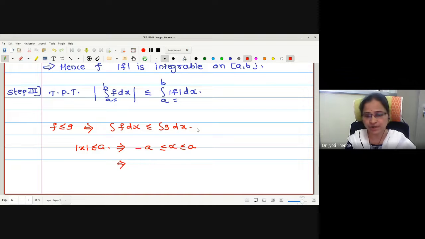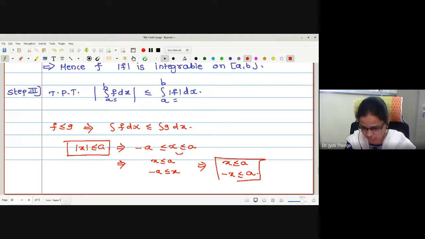Or in two different inequalities, one can write: the right inequality x is less than or equal to a. The left inequality is minus a less than or equal to x, which I can write in a similar fashion as here. Let me absorb the negative sign. By absorbing the negative, can I say minus x is less than or equal to a? Therefore, whenever I want to prove mod x less than or equal to a, it is sufficient to prove x less than or equal to a and minus x less than or equal to a.